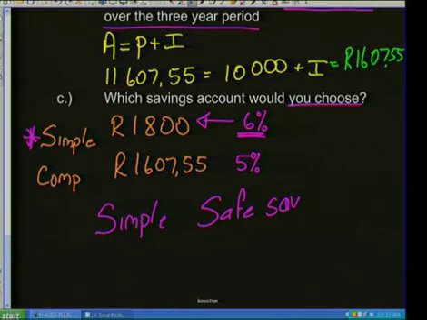So it's always important to actually read the question carefully, because as I said to you in the beginning, if you are actually saving money, you want compound. But then it also does depend on the interest rate. So if you can get a higher interest rate, even though it's simple interest, it is still to your benefit. So those are all things that you need to work through.